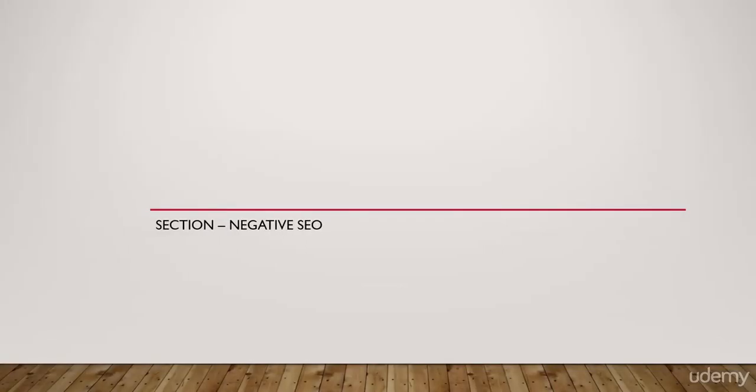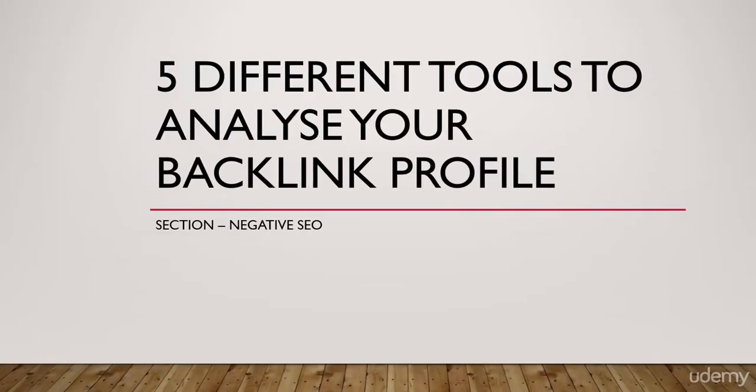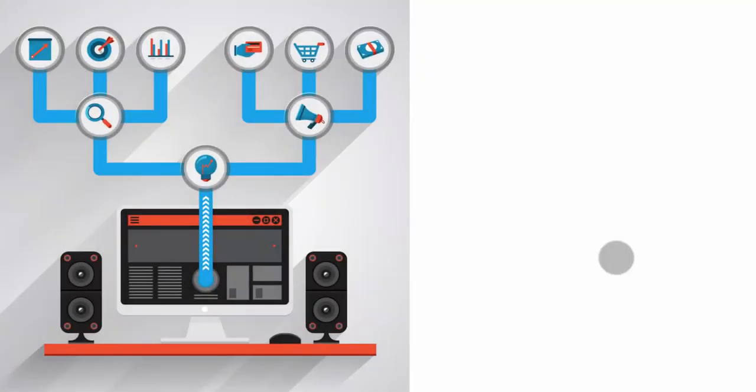In this lecture, you are going to learn 5 different types of tools to analyze your backlink profile. As I said in the previous lecture, negative SEO proof, do we need to fight against this negative SEO? Well, the answer is no for most cases. But what about the remaining few cases? Well, for the remaining few cases, you should worry about the bad link building by your competitor.